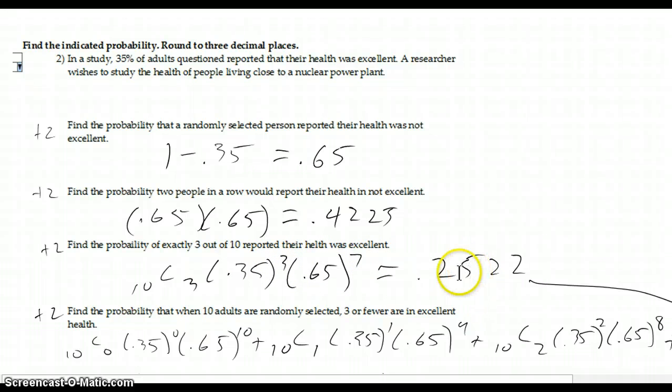That's about a 25% chance. And then what's the probability that when 10 adults are randomly selected, 3 or fewer, that means 3 would be fine, or 2 would be fine, or 1 or 0. So really we have to do this binomial probability for all of them. So there's 10C0, 0.35 to the 0, 0.65 to the 10th. That means essentially nobody reported that they were in excellent health, or all of them said they weren't. And then for 1, 2, and then here's already the calculation for 3.